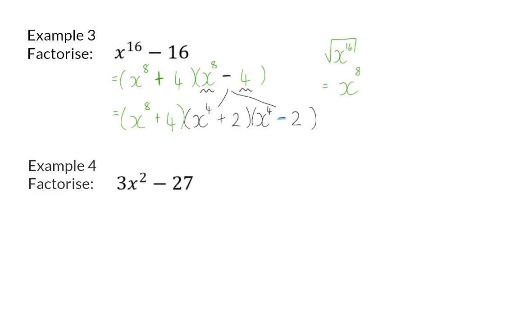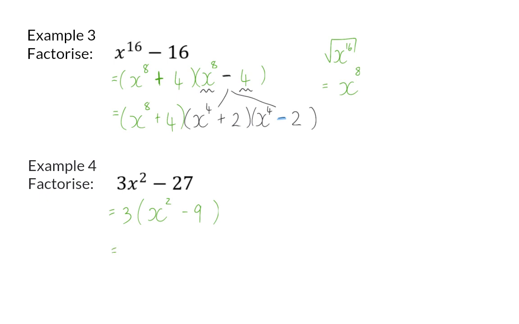In example 4, even though we do have a difference, neither 3 nor 27 are perfect squares. And that is why it's important to realize that for any factorization, you always start off by determining whether there's a common factor. In this case, there's a common factor of 3, which we can take out, and then we are left in the bracket with x squared minus 9.